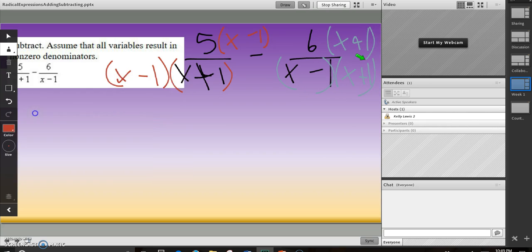Okay, and so let me rewrite this. They have the exact same bottom, so I can just write x minus 1. Do not multiply without, not like yourself.